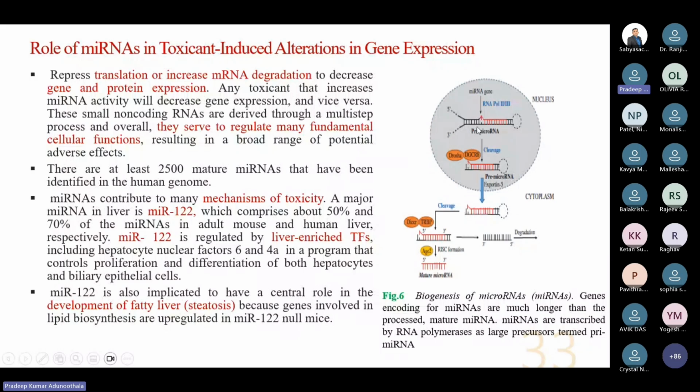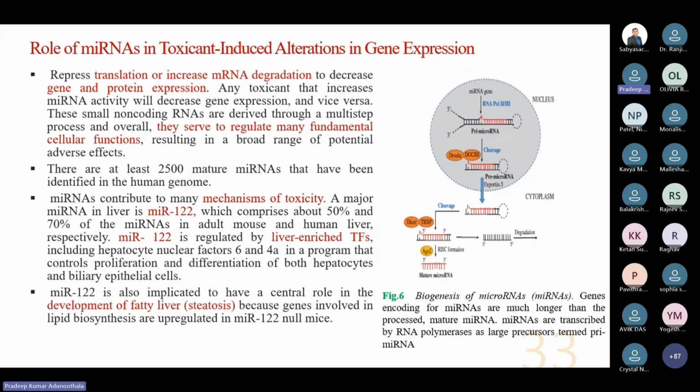Here is the pictorial representation of the biogenesis of microRNAs, where the miRNA gene is transcribed in the nucleus by RNA polymerase and forms a primary microRNA, which is much longer compared to the mature miRNA. In the nucleus itself, with the help of the enzymes DROSHA and DGCR8, it undergoes cleavage and forms pre-microRNA.